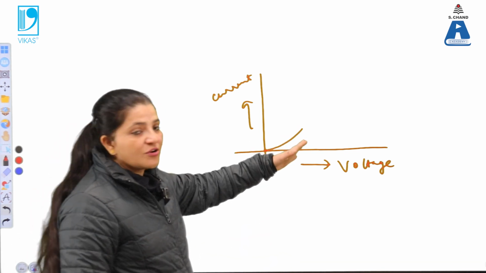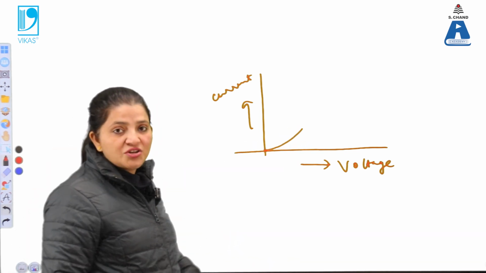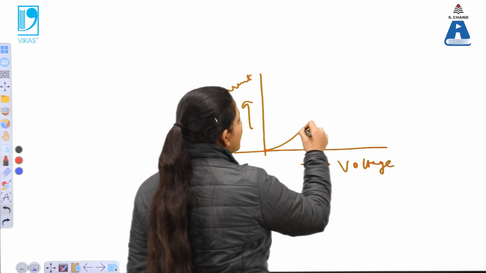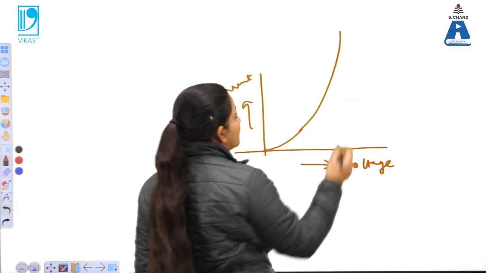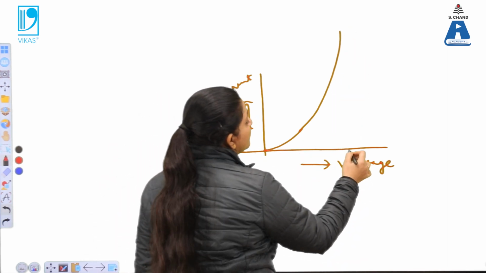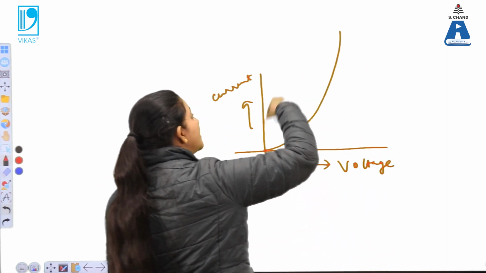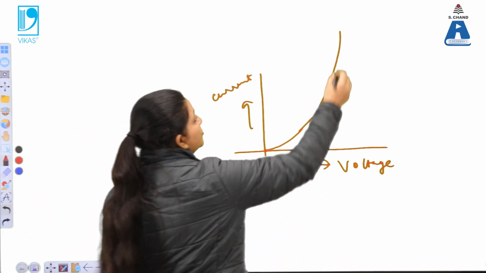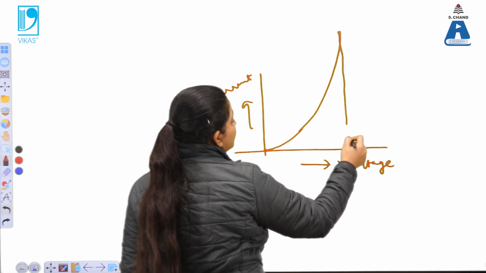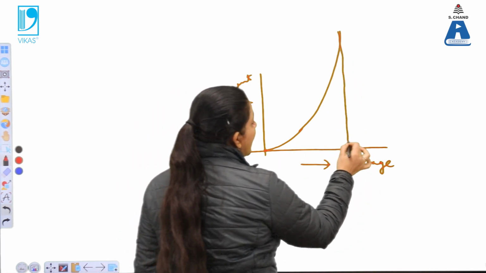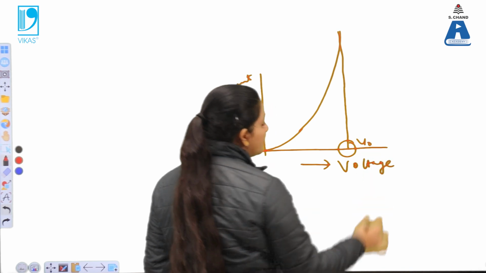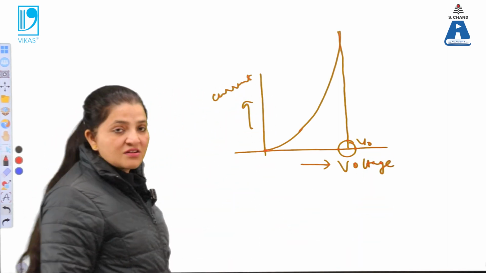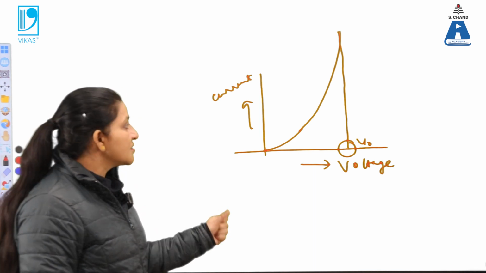Up to some voltage, there is a linear variation in the current. Now after some time, when the voltage is further increased, such kind of variation will be there. That means on further increasing the voltage, the current is enhanced. At some voltage, the current is very large. At this voltage, you can see that if this is a V0 voltage, the current will be enhanced. Such kind of characteristics are known as forward biased characteristics.